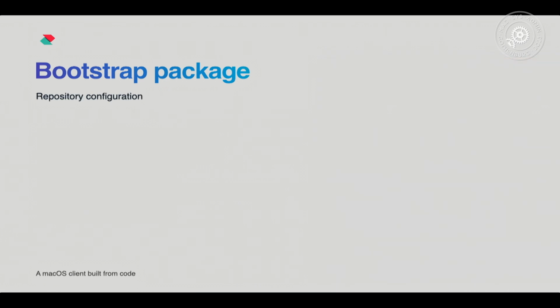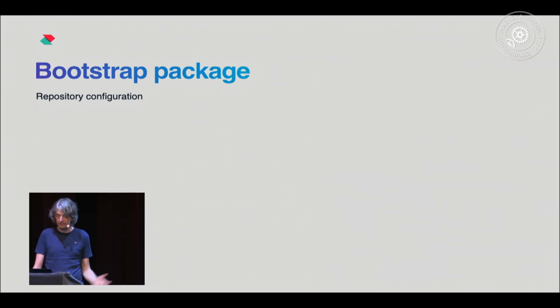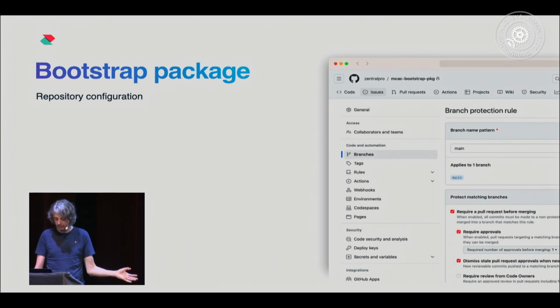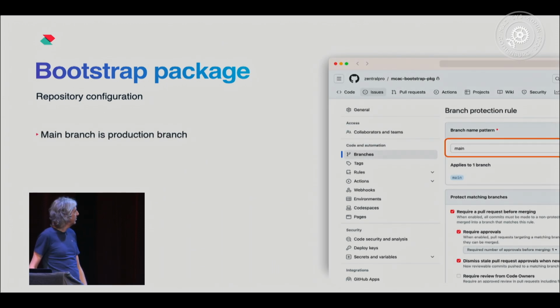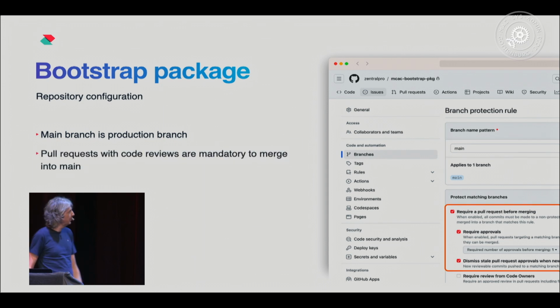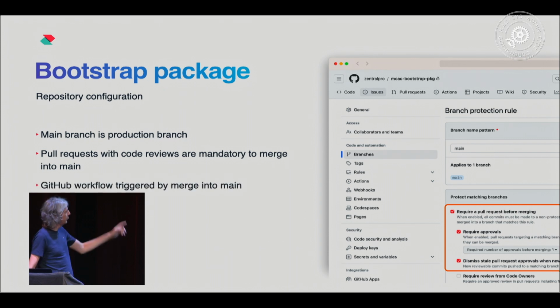Now we need the repository configuration to make sure that everything is fine. So we use classic configuration with main as a production branch, and we've got basic branch protection, meaning you cannot push directly to main, and you need a pull request, and the pull request cannot be merged into main without approvals. So this is how you do your code reviews. And finally, the last step is obvious. When we merge the pull request into main, we are going to trigger the build system.